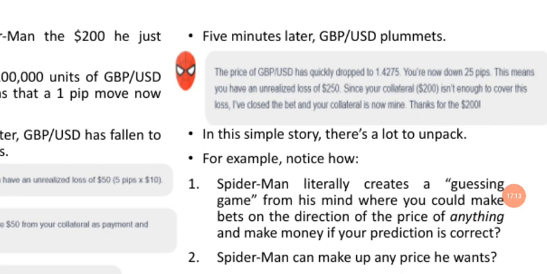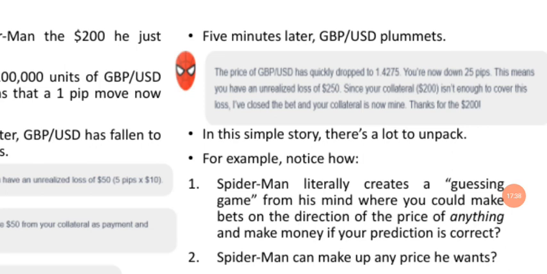But Spidey goes, "The price of Great British Pound US dollar has quickly dropped to 1.4275. You are now down 25 pips. This means you have an unrealized loss of $250. Since your collateral of $200 isn't enough to cover this loss, I've closed the bet and your collateral is now mine. Thanks for the $200."